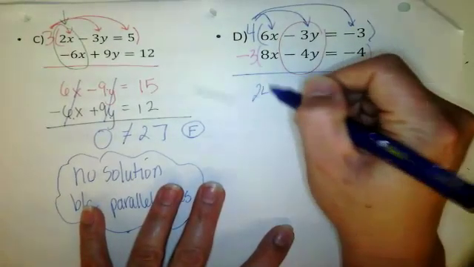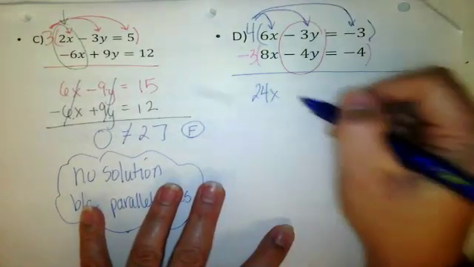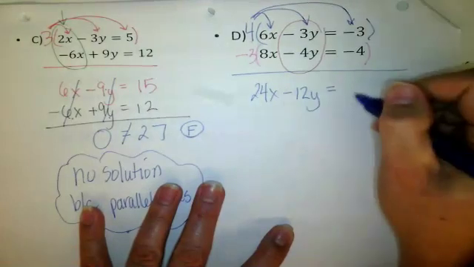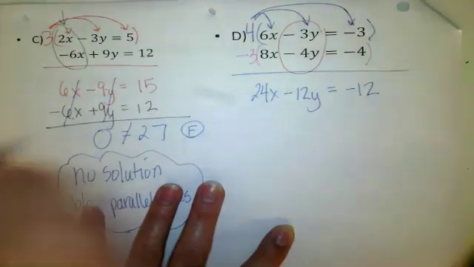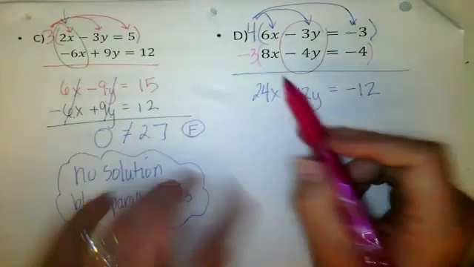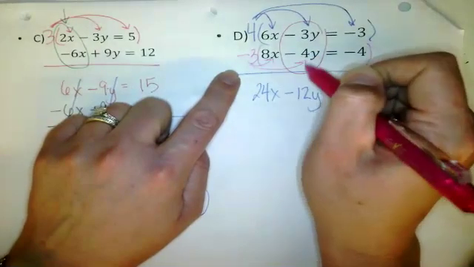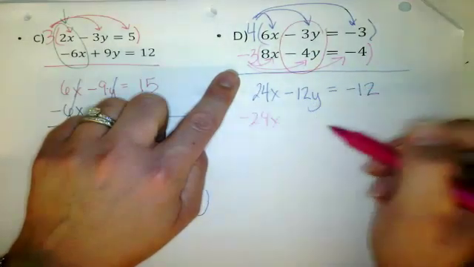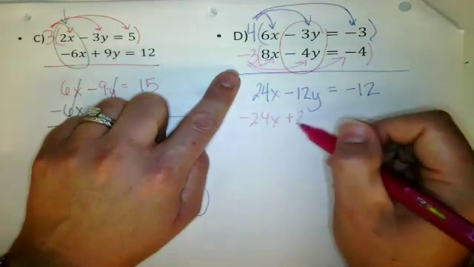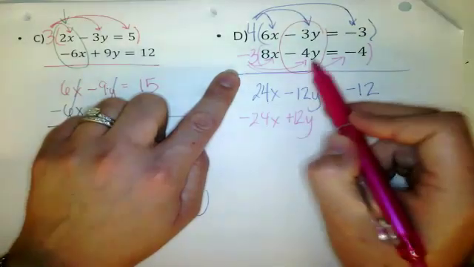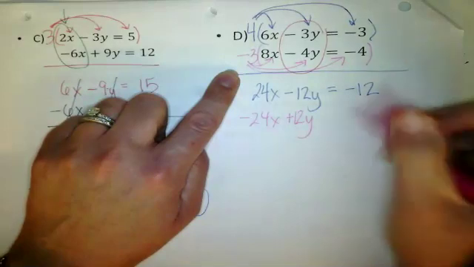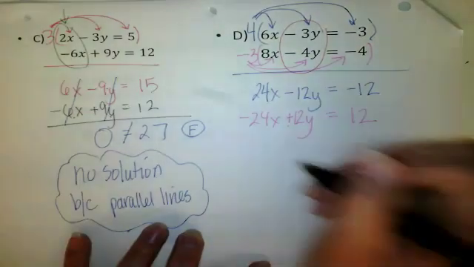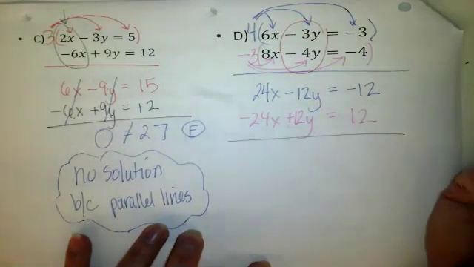4 times 6 is 24x. And then what do we get? Negative 12y. Good. And then last? Negative 12. Good. Bottom equation, distributing our negative 3 everywhere. Negative 24x. Positive 12y. Very good. Negative 3 times negative 4y gives me positive 12y equals positive 12. Interesting. All right, I'm going to go combine these.